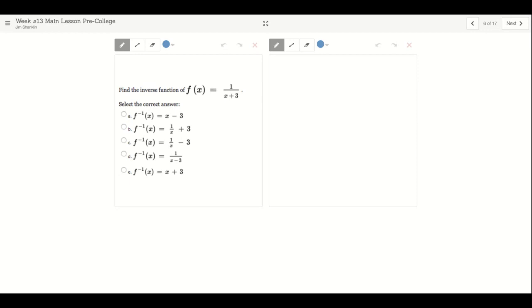And this is how I would do the problem. I'm looking at this and I'm going to write down y is equal to 1 over x plus 3. Then it's like, okay, well, I've got to flip-flop the x and y around. So x equals 1 over y plus 3. Okay, now I can rewrite this thing. I can cross multiply. So I end up with x times y plus 3 is equal to 1, because 1 times 1.